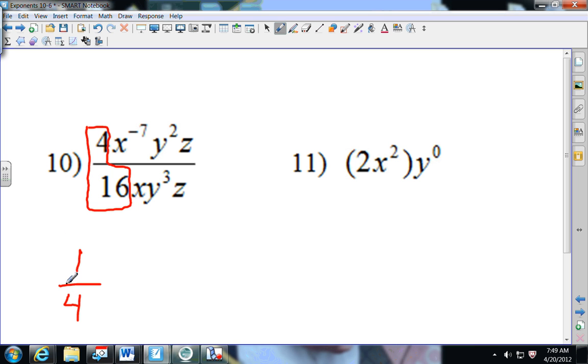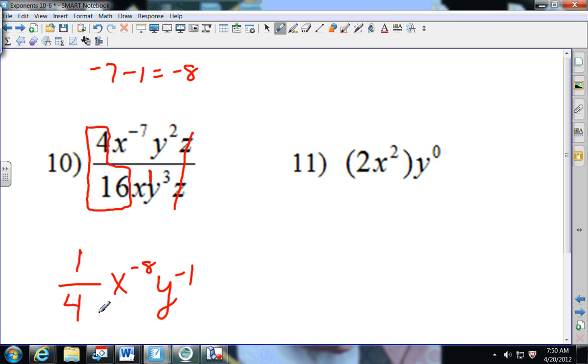Here's the next mistake that happens. You're going to take the top number minus the bottom number. The number down here is 1. So -7 minus 1, that's -8. So you have x to the -8. Now the y's, the top number minus the bottom. Y to the -1. What happens here with the z's? They cancel out because they make 1, so that just goes away.